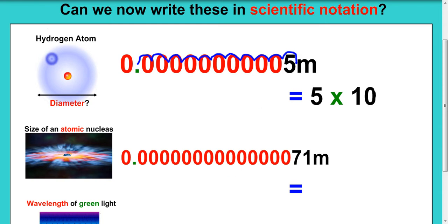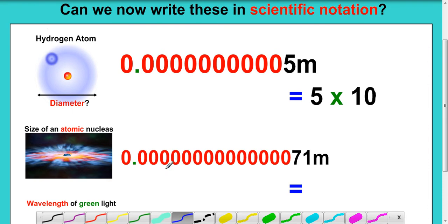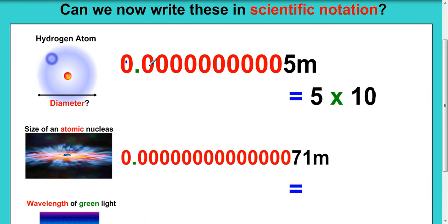And if you count up the zeros, there is 1, 2, 3, 4, 5, 6, 7, 8, 9, 10, 11. Okay, so the number of zeros is exactly the same as the number of jumps backwards you have to make. So let's see if that works every time.